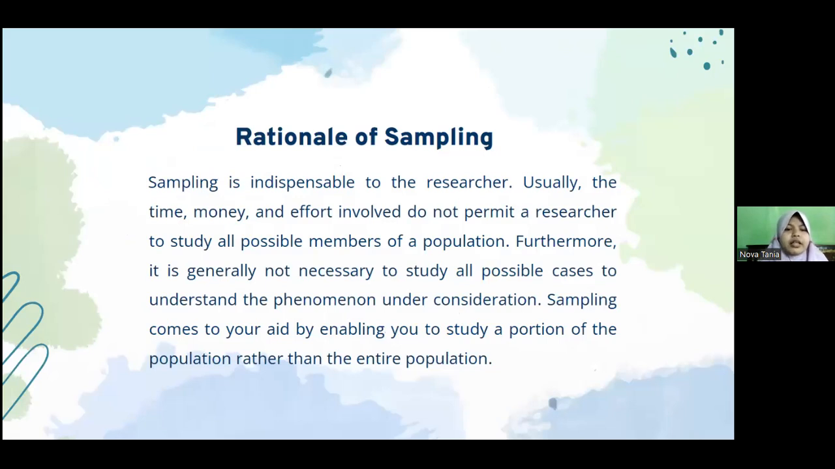Rationale of sampling. Sampling is indispensable to the researcher. Usually, the time, money, and effort involved do not permit a researcher to study all possible members of a population. Furthermore, it is generally not necessary to study all possible cases to understand the phenomenon under consideration. Sampling comes to your aid by enabling you to study a portion of the population rather than the entire population.